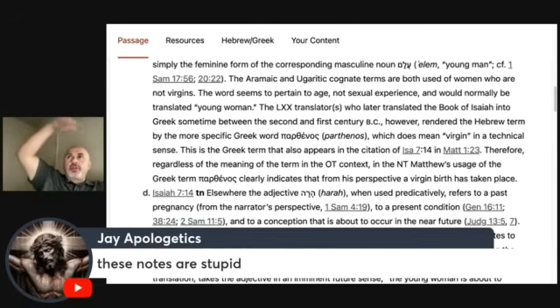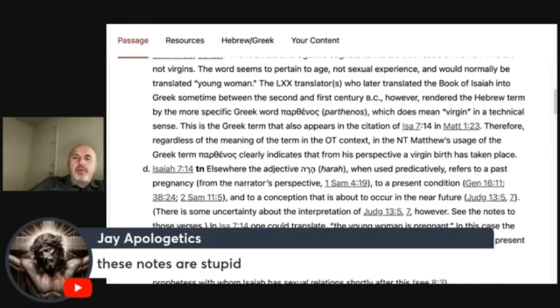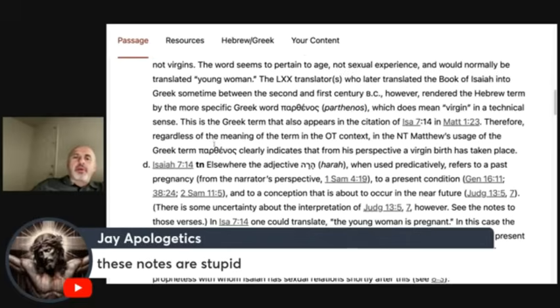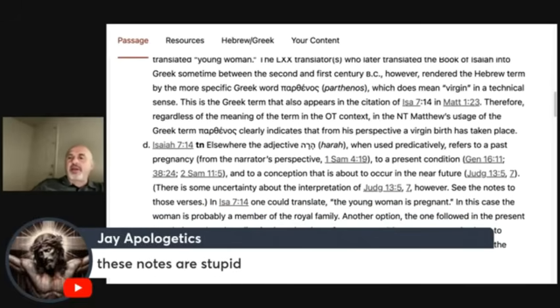The Septuagint translators, which is what Justin Martyr was referring to, who later translated the book of Isaiah into Greek, sometime between the 2nd and 1st century before Christ, however, rendered the Hebrew term by the more specific Greek word parthenos. That was Justin Martyr's point exactly. Jews understood this to be a virgin, which does mean virgin in a technical sense. This is the Greek term that also appears in the citation of Isaiah 7:14 in Matthew 1:23. Therefore, regardless of the meaning of the term in the Old Testament context, see what they just did? It doesn't matter what it means in the Old Testament. For Christians, what matters is how Matthew used it.